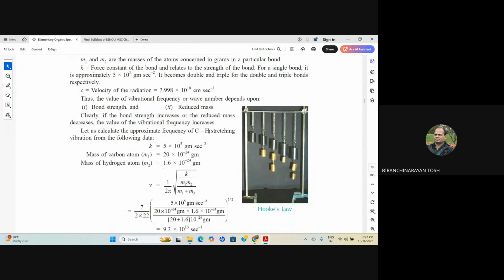Now, we can see an example. Let us calculate the approximate frequency of carbon-hydrogen stretching vibration from the following data. Value of k is given as 5 into 10 to the power 5 gram per second square, and mass of carbon, as you know, is 12 AMU. If you convert it to gram, it is 20 into 10 to the power minus 24 gram. And mass of hydrogen is 1.6 into 10 to the power minus 24 gram. Are you clear about this? Mass of carbon and hydrogen.